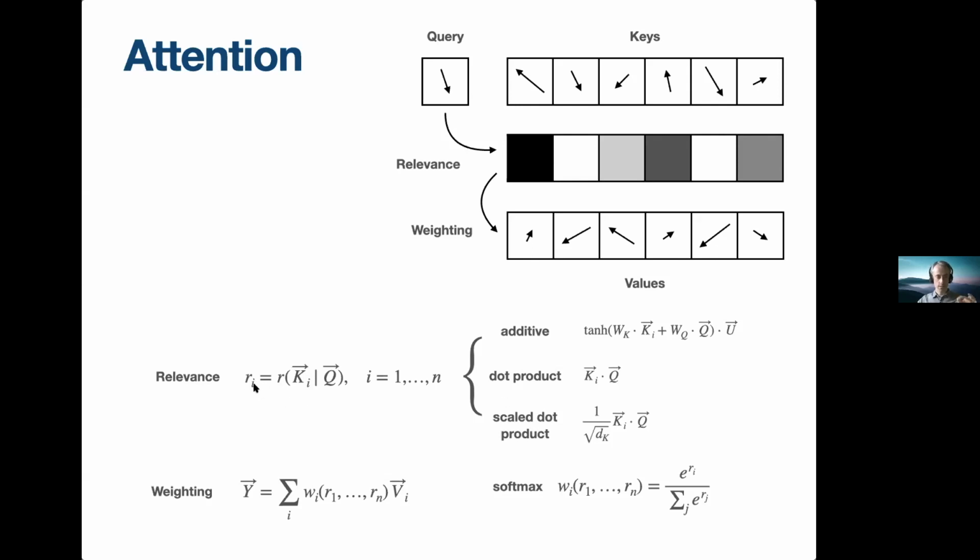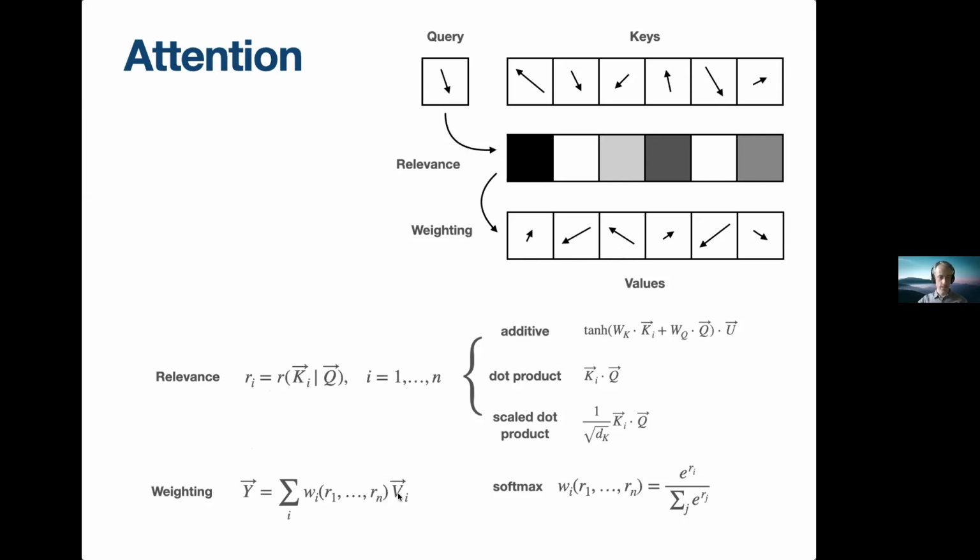Once we've gotten the relevance scores, we then need to determine the actual weights. Everybody does this using softmax. As you all know, with softmax you have some scores, you take the exponential, and then you divide by the sum of the exponentials. This gives you a sequence of weights, w_1 through w_n. They sum up to 1, so they're like a probability distribution on the list of vectors.